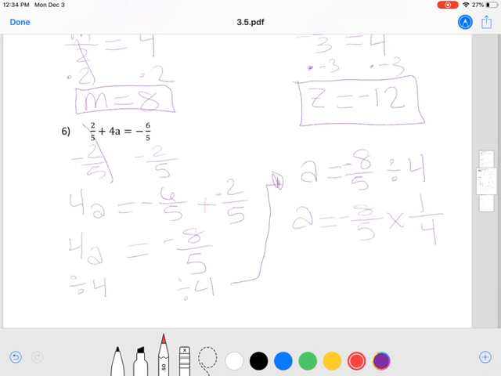Looking at the diagonal at 8 and 4, we know that we can divide by 4 on both. So 4 divided by 4 is 1, and negative 8 divided by 4 is negative 2. So I'm left with a equals negative 2 times 1 is negative 2, and then 5 times 1 is 5. So my answer is a equals negative 2/5.